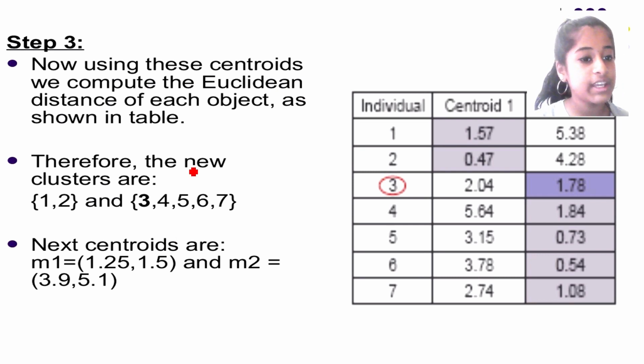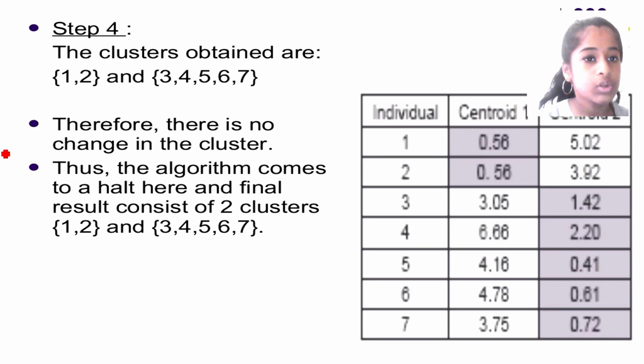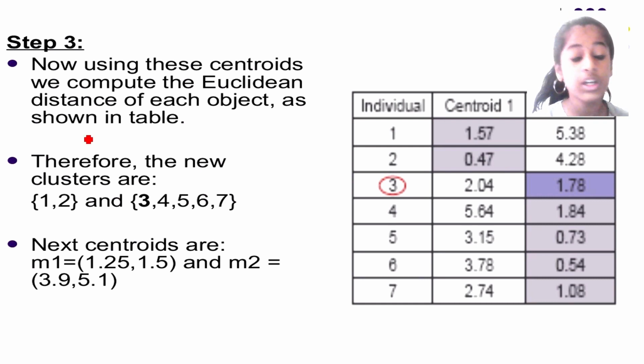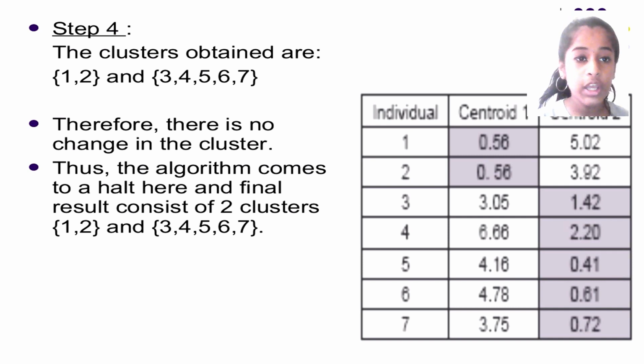They should be equal. The two clusters are supposed to be almost equal. So the clusters obtained are these. Therefore, there is no change in the cluster. Thus, the algorithm comes to a halt here. And the final results of two clusters are. So here we checked it again. We recomputed it with a new centroid, and we are checking the value of each centroid. So here we took a new centroid, and the result we got is the same.